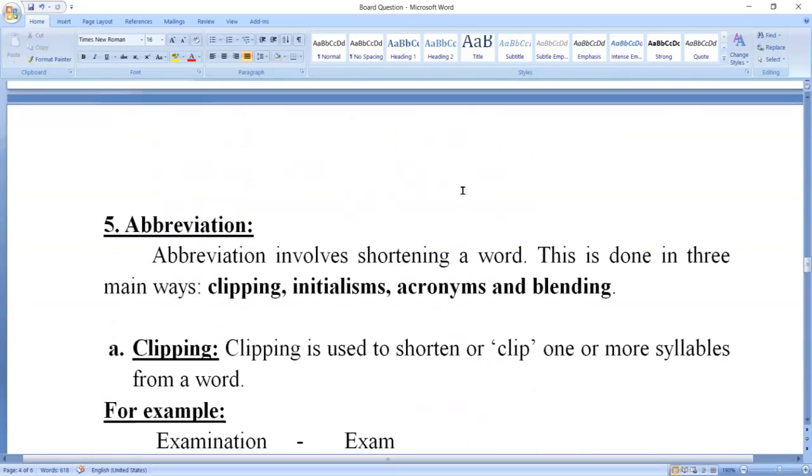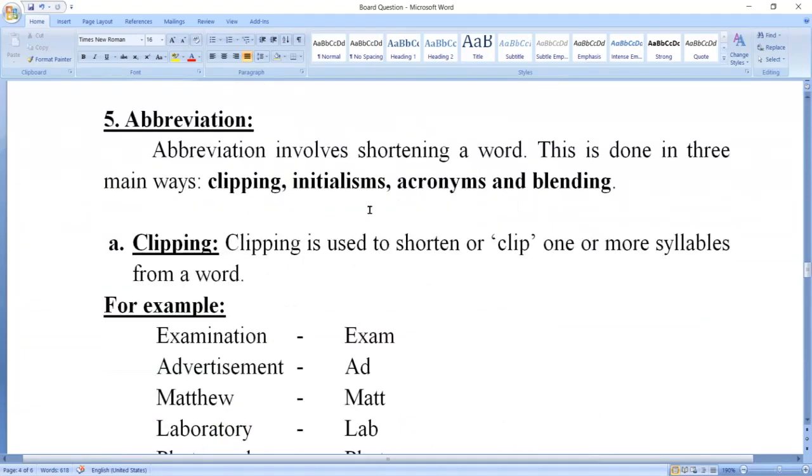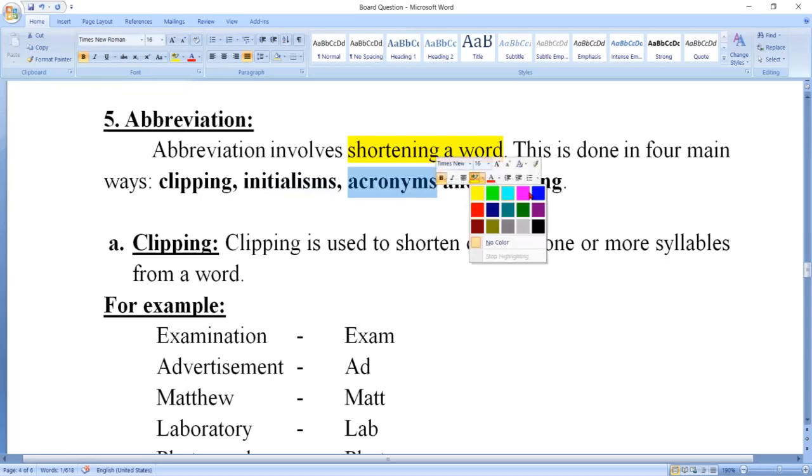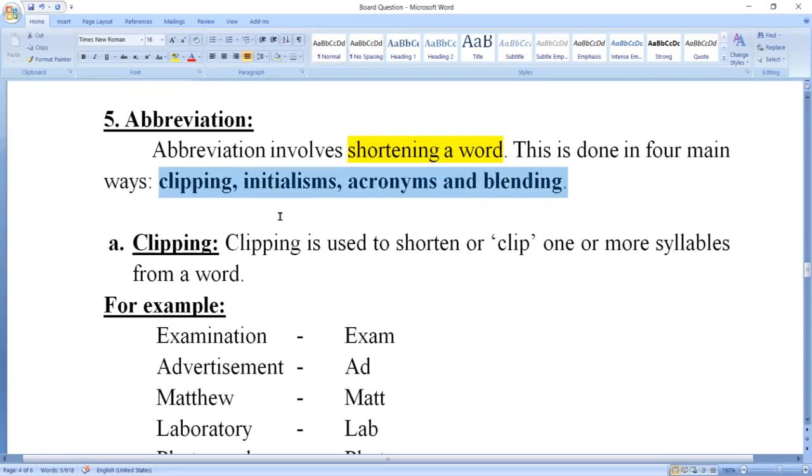then we can go on to learn about abbreviation. So what is abbreviation? We have already known it. This word is very familiar to us. Abbreviation involves shortening a word, that we shorten a larger or longer word to make it easier for us to remember, to spell, or to tell. Okay, but this abbreviation is done in four main ways. What are they? The first one is clipping, the second one is initialisms, the third one is acronyms, and the fourth one is blending. Now you have to understand what they are actually referring to.